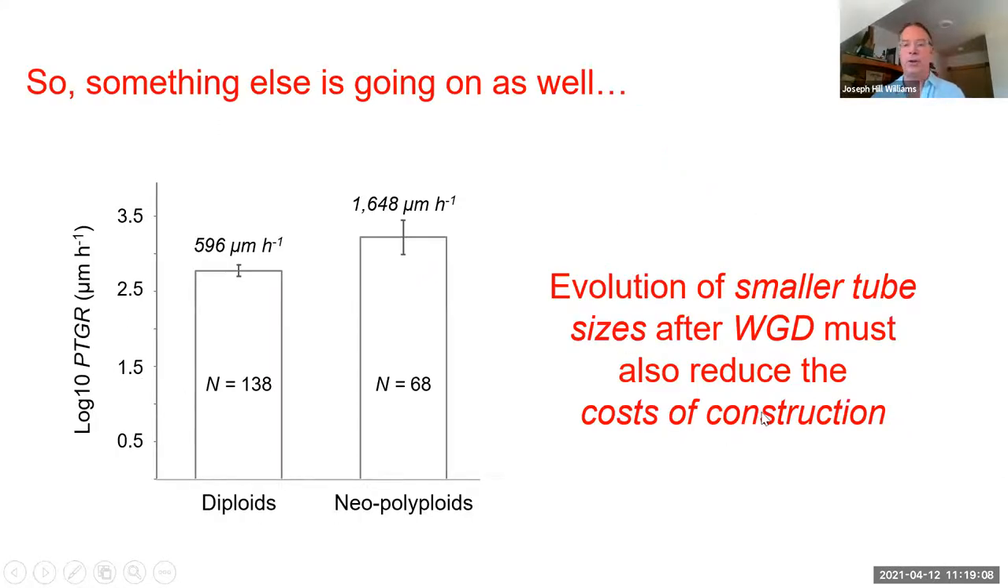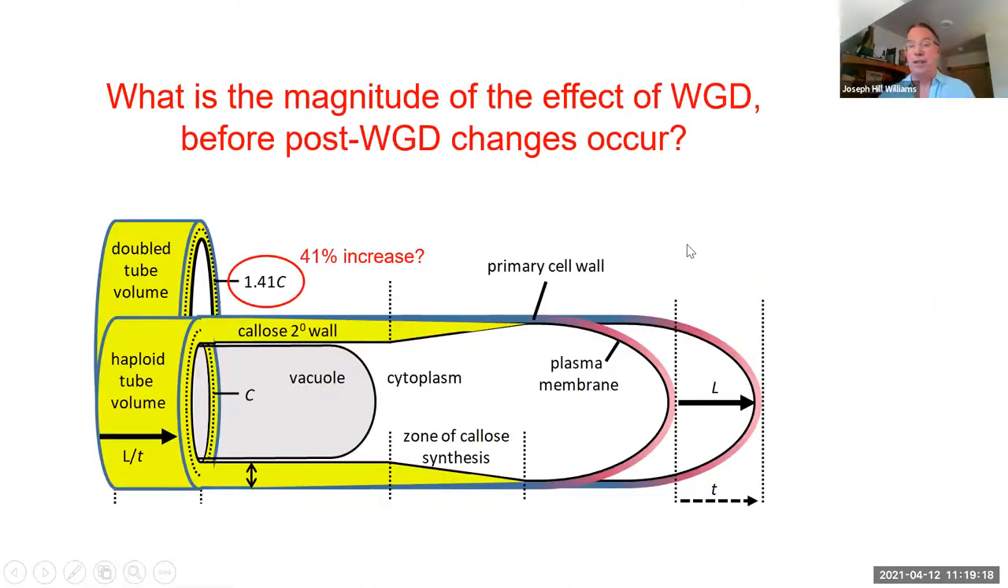Something else must be going on to reduce the cost of construction. It's not just that you've evolved faster metabolic rates, but you've also evolved smaller tubes. But I don't have the data on what happened after whole genome duplication in Betula. That would be what you'd need to understand the magnitude of that effect of whole genome duplication in Betula and Handuranthus. You need to know if whole genome duplication actually did result in a 41 or an 82% increase in pollen tube width, which then subsequently evolved to be smaller.